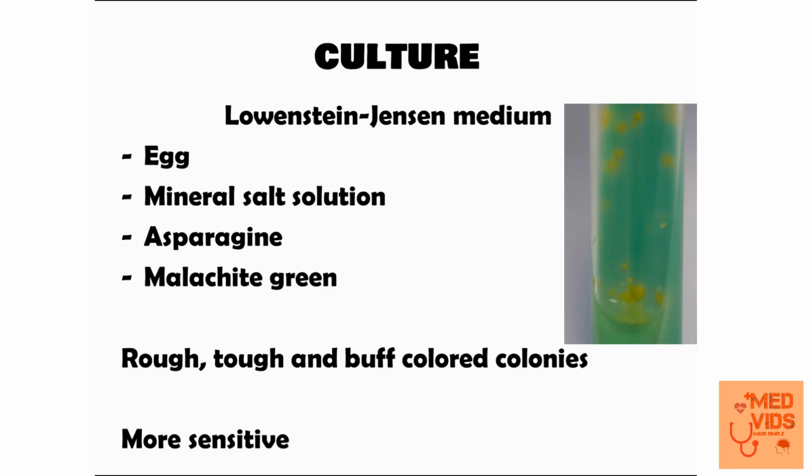The culture techniques, although very specific and very sensitive, are very time consuming, and it takes about 6 to 8 weeks to get results, and that's why they're not so commonly used these days. The classic culture medium which comes to our mind when we think about culture for tuberculosis is the LJ medium, which is Lowenstein-Jensen medium. It contains egg, mineral salt solution, asparagine, malachite green. The colonies which are found on the LJ medium are described as rough, tough, and buff-colored colonies.